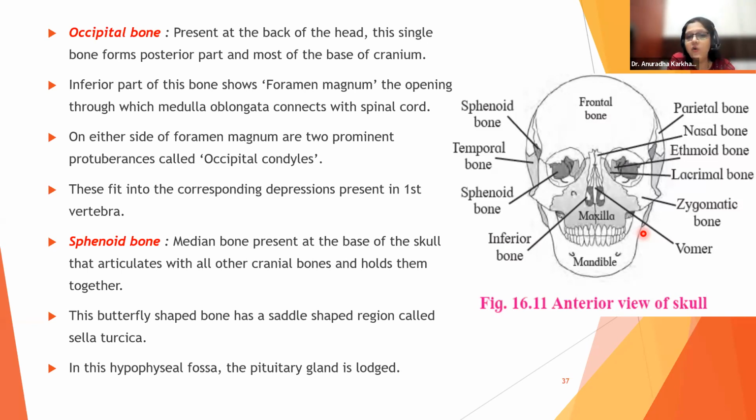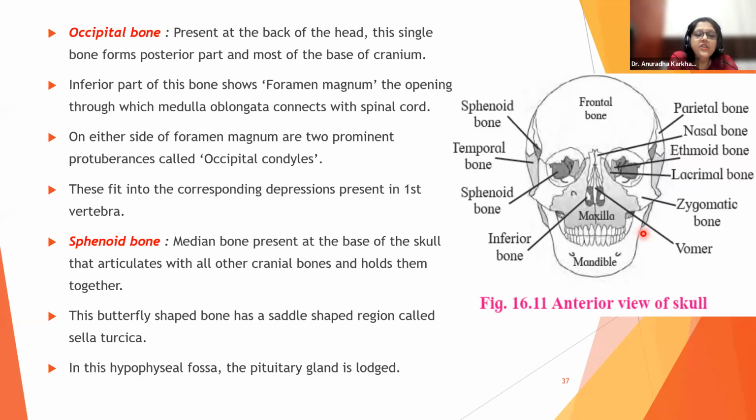Then we have got the sphenoid bone. Median bone present at the base of the skull that articulates with all other cranial bones and holds them together. So it's actually the vertebra. First vertebra is called Atlas and axis आपने शायद सुना होगा ना, तो उसके बारे में हम लोग आगे देखने ही वाले.